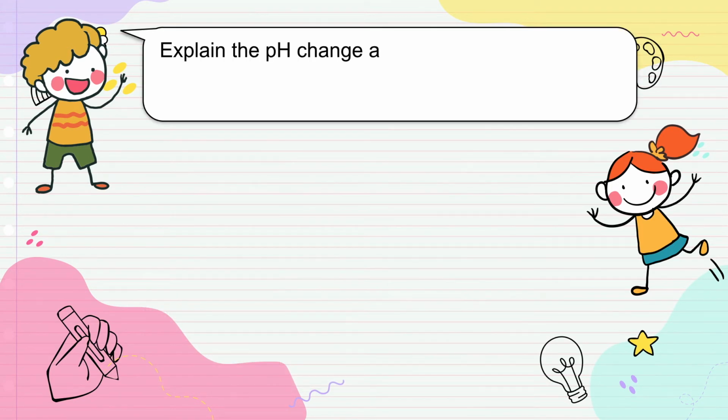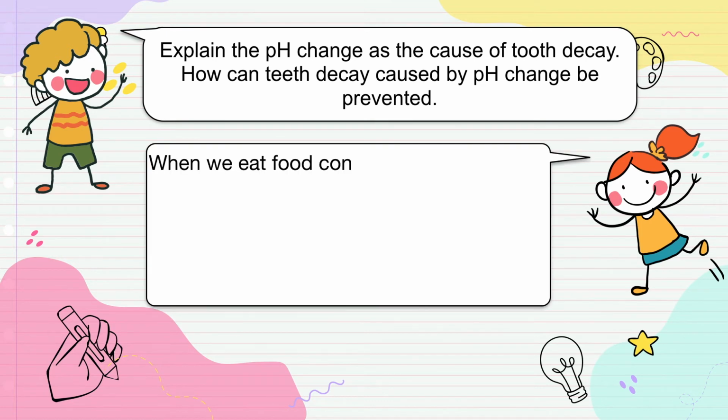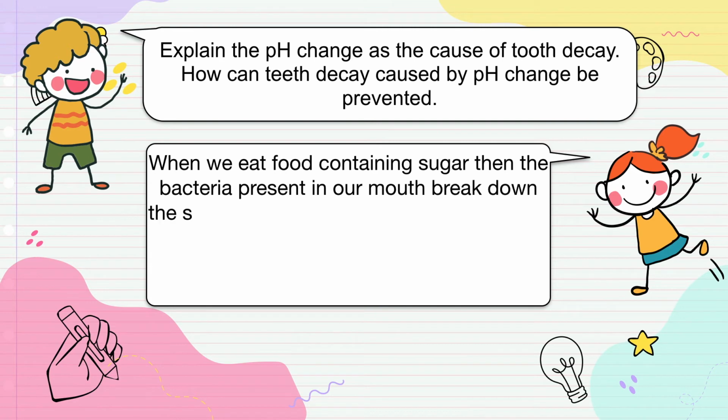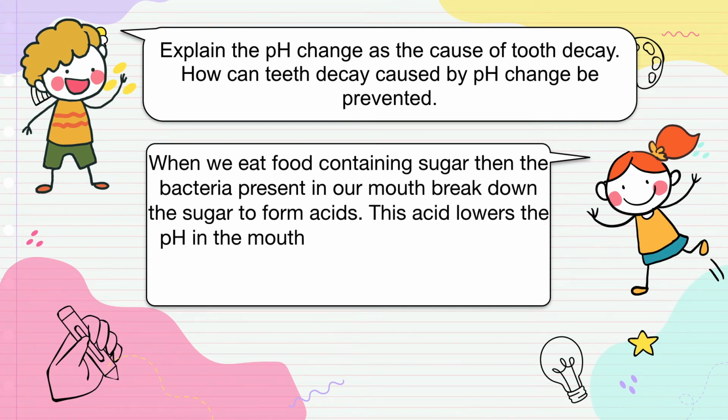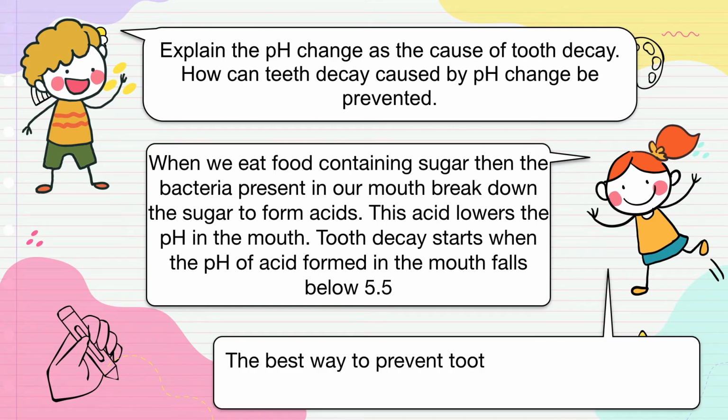Explain the pH change as the cause of tooth decay. How can tooth decay caused by pH change be prevented? When we eat food containing sugar, the bacteria present in our mouth break down the sugar to form acids. This acid lowers the pH in the mouth. Tooth decay starts when the pH of acid formed in the mouth falls below 5.5. The best way to prevent tooth decay is to clean the mouth thoroughly after eating food.